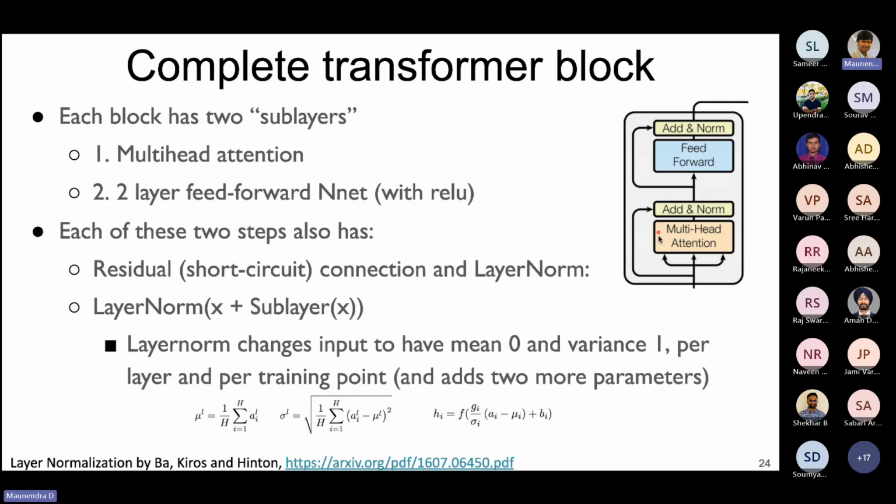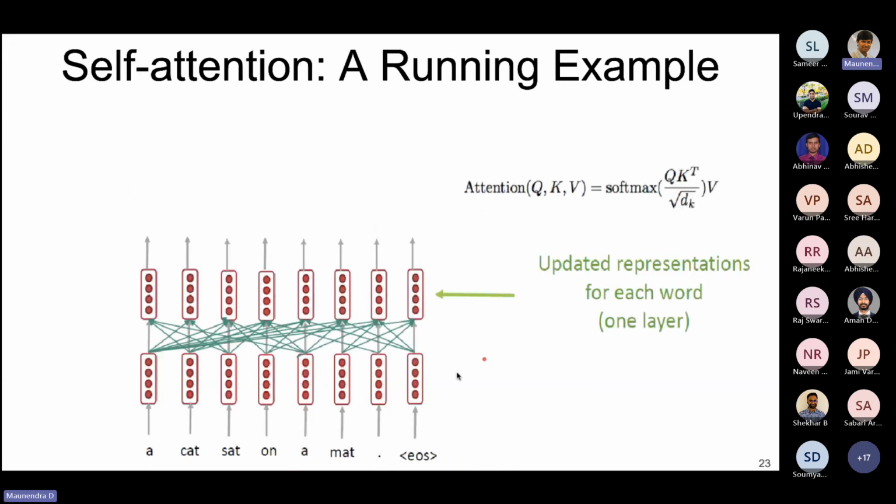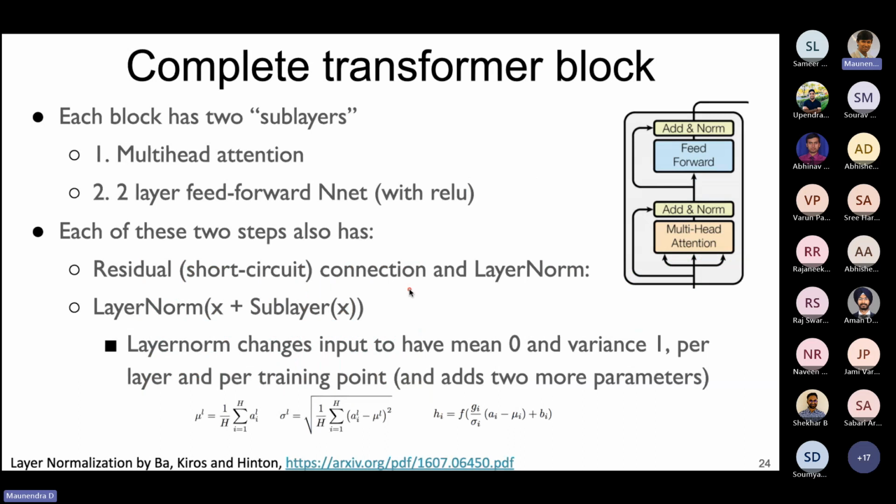Now, multi-head attention is a part of the transformer block. This transformer block has other components also. Each block has two sub-layers. One is multi-head attention that we have just explained. And the second one is the feed-forward neural net with ReLU. After multi-head attention, this was the input and this was the output, and we pass this to a feed-forward neural network. There should be the complete diagram somewhere.